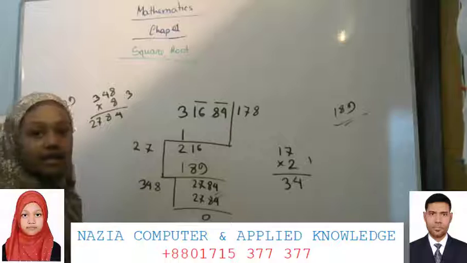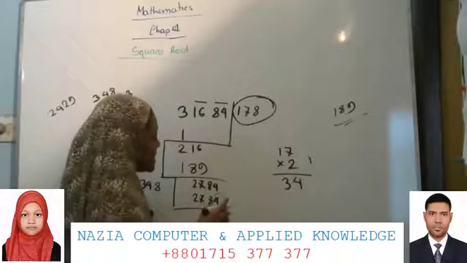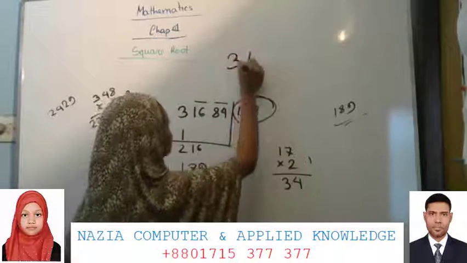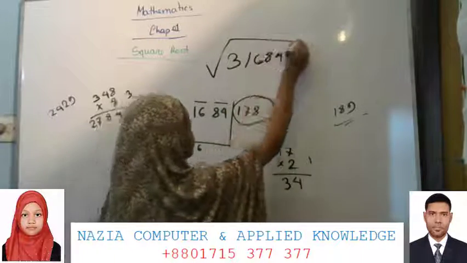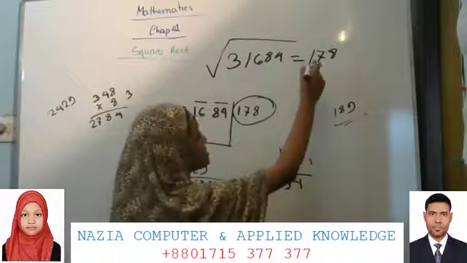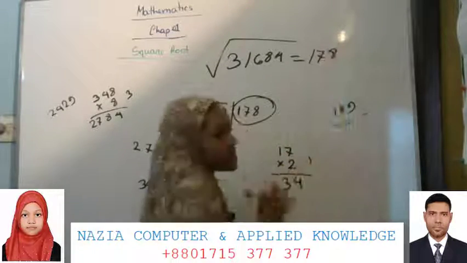So if I ask you, the answer will be 178. That means we can write 31684. The square root of this is 178. That means 178 into 178, like this.